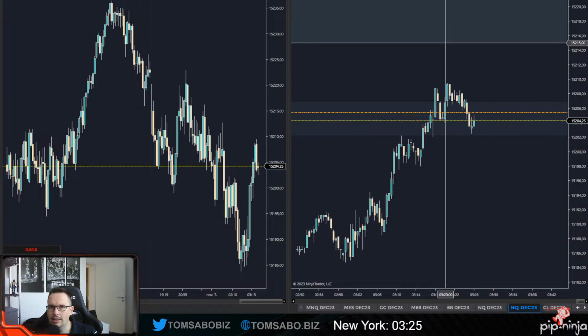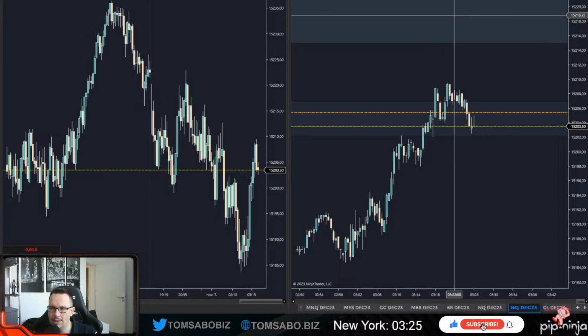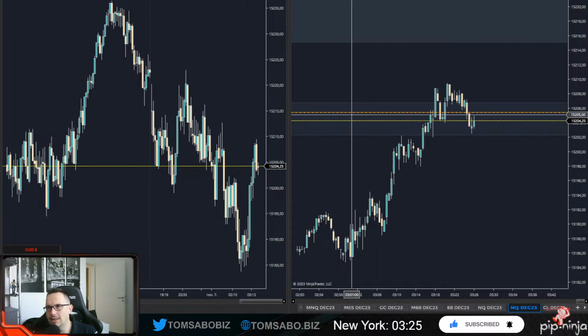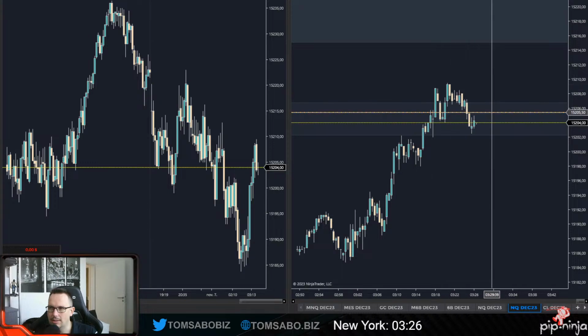It has not been rebalanced, which would mean a full up-closed daily candle, and that would be rebalanced completely. We had price trading inside that area, but it has not been rebalanced.